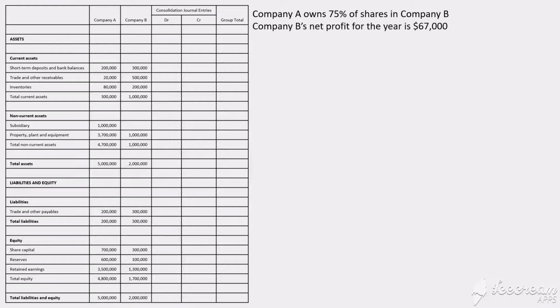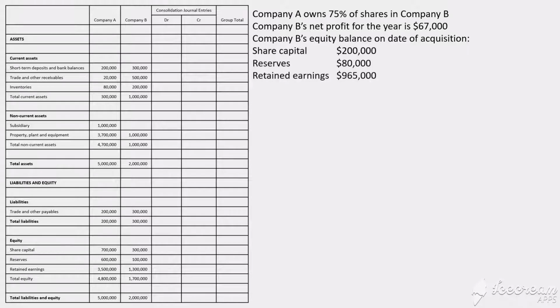So let's say this is year 5's balance sheet. Company B earned $67,000 net profit for the current year. And this is Company B's equity balance on the date of acquisition, which is derived from the figure in the previous slide.